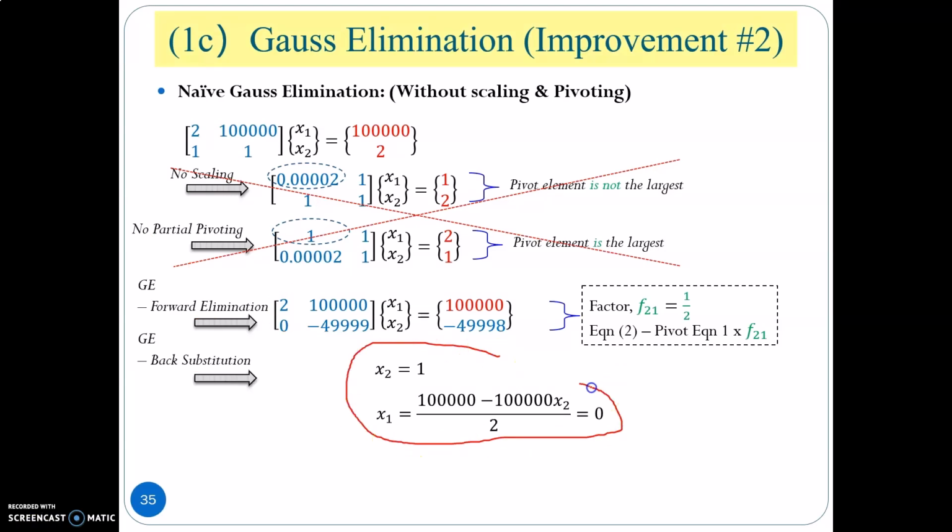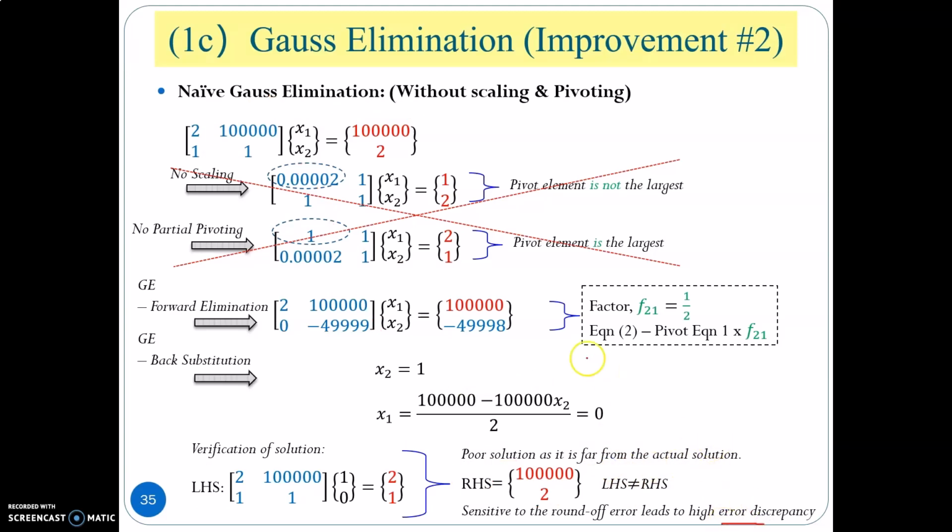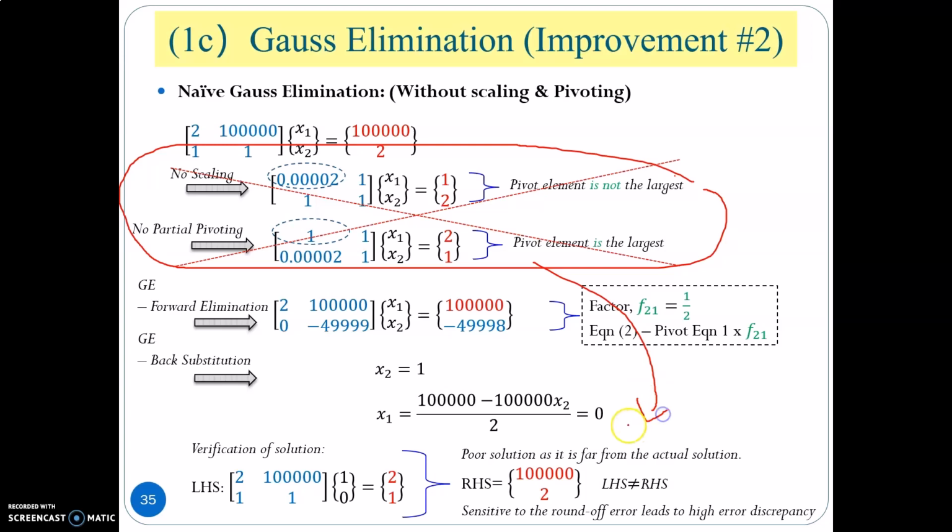And this is the solution by using the naive Gauss elimination. To verify this solution, we substitute inside this formula and check the left hand side and right hand side. If they are equal, then we say this solution is accurate. The left hand side is not equal to the right hand side in this case, and therefore we can say that this solution is poor as it is far away from the actual solution. The high error discrepancy is mainly due to the divide by zero issue, which can only be found by using the scaling. Without the scaling, you might just directly apply the Gaussian elimination, and the solution is very sensitive to the round-off error. So you can see that without the scaling and partial pivoting, you might obtain a wrong result.